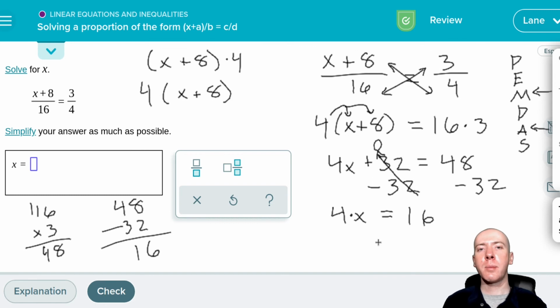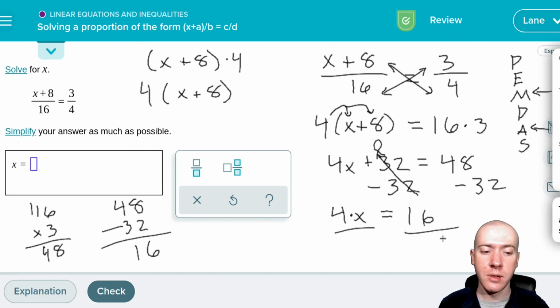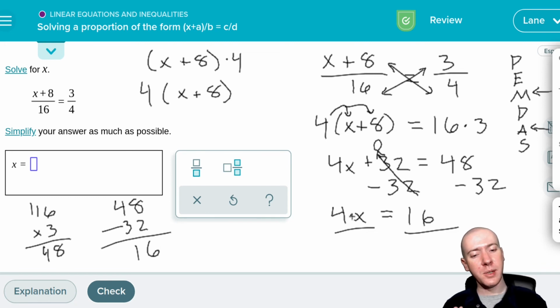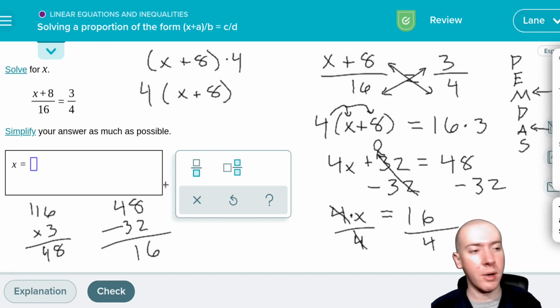So we use the opposite of multiplication in our next step, which is division. What do we divide by? We divide by 4. On the left-hand side, the 4's cancel out, and x is equal to 16 divided by 4, which is 4, right? So our answer is 4. Awesome.